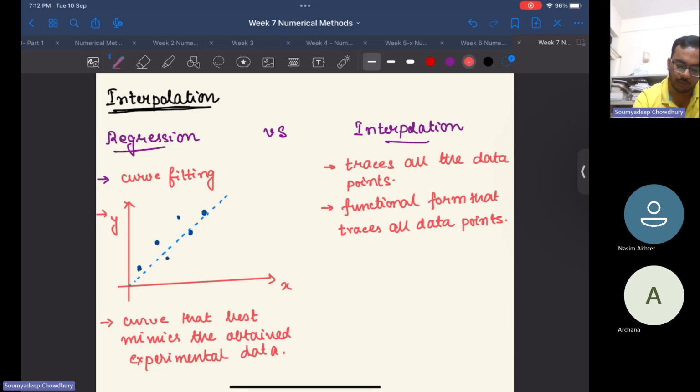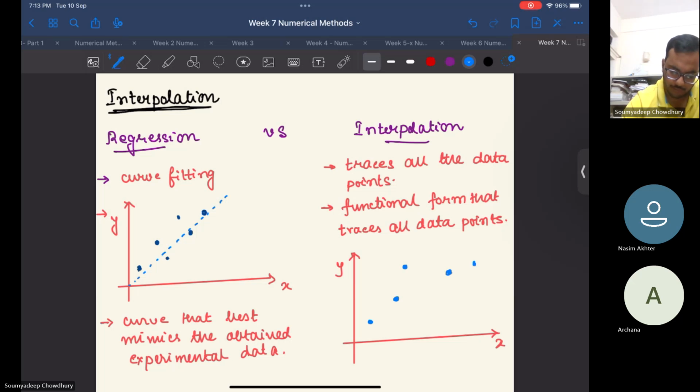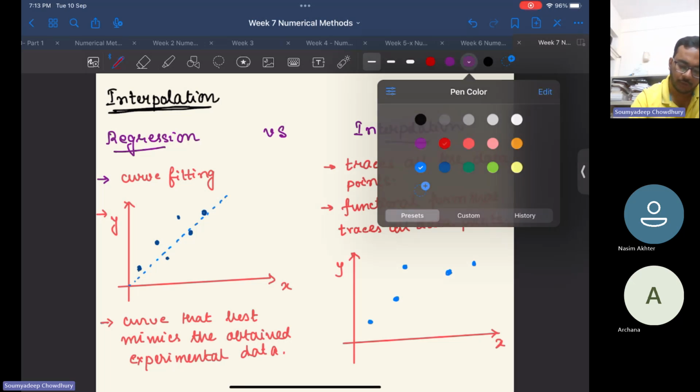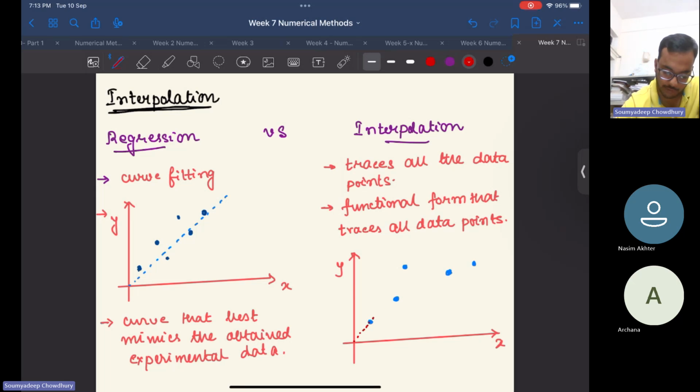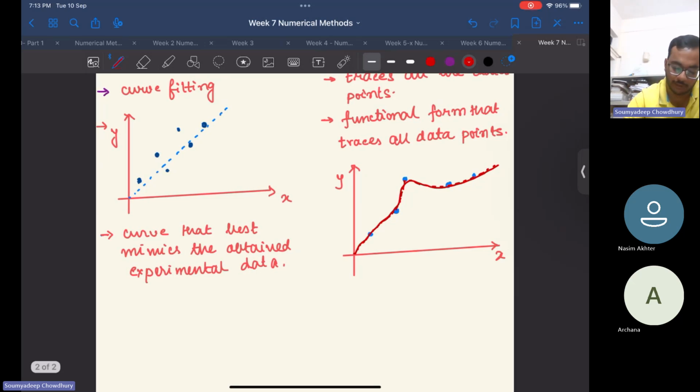Suppose I show the same example here. Suppose you have obtained some data points like this. Now in interpolation, we basically join all these points by a curve. It need not be a straight line. Suppose this is the curve which joins all these data points. The equation of this curve is known as the interpolating polynomial.